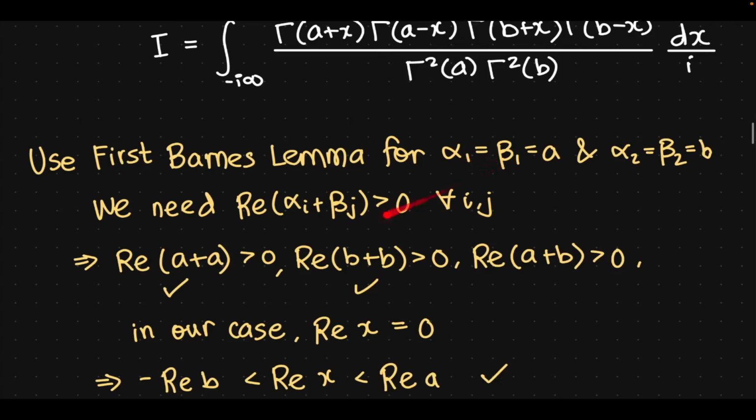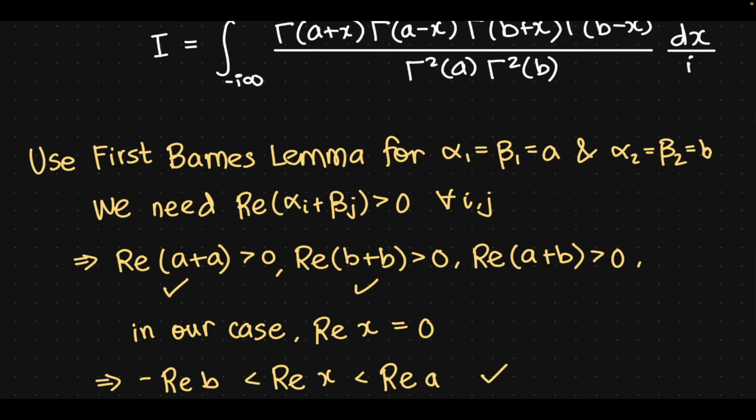plus beta 1, we get real part of a plus a, which is just the real part of a because the 2 doesn't matter. Is that greater than 0? Well, it is because we chose at the start of the video that the real part of a is greater than 0. Similarly with b, if we take alpha 2 and beta 2, we get real part of b has to be greater than 0, and that's satisfied. That's true from assumption in the beginning.